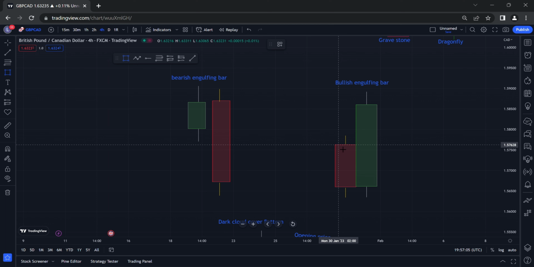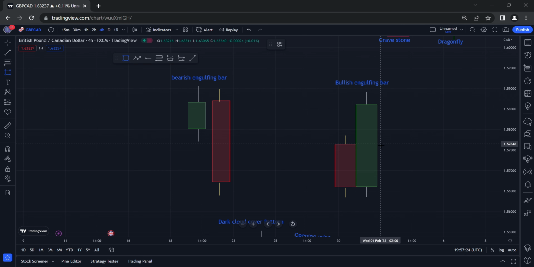This is a bullish engulfing bar. This candle opened here, then it went this side down, then closed here, then this next candle opened here, moved all the way up, and then it closed here, making it a bullish engulfing bar.